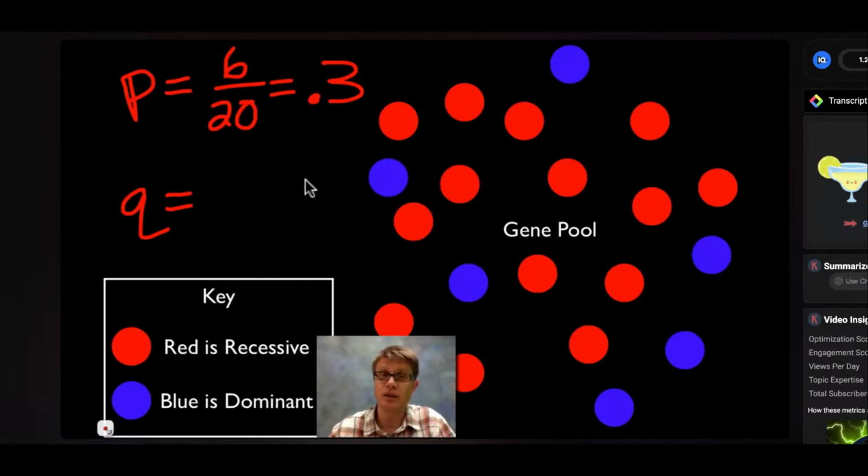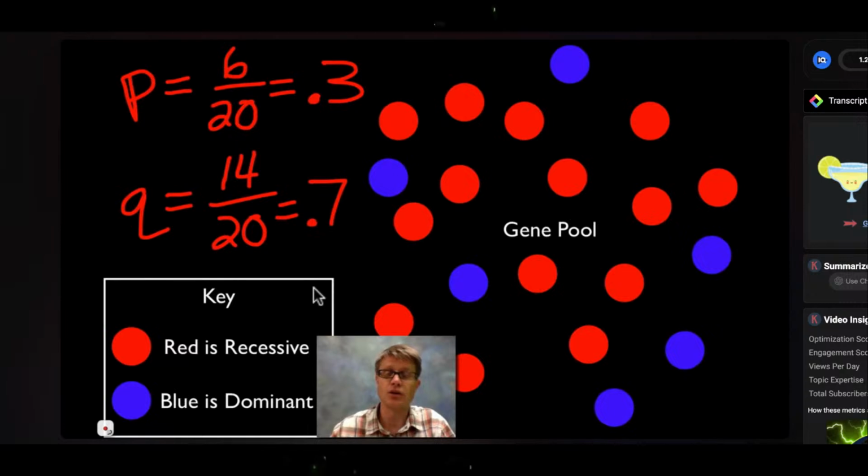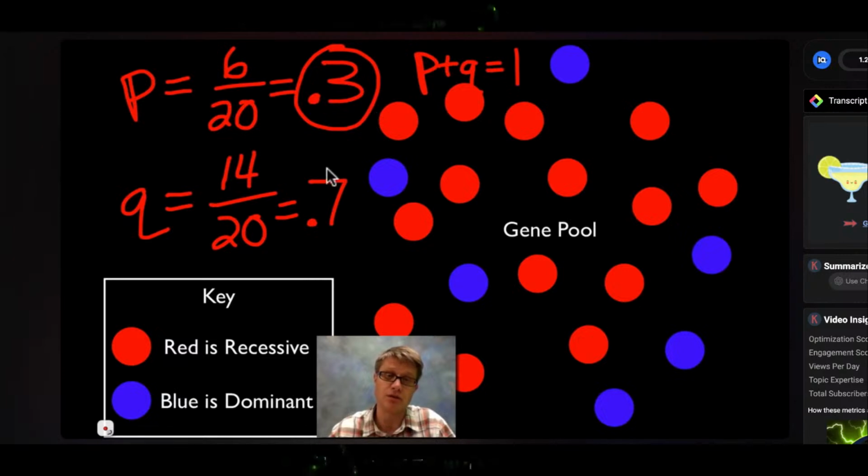And so now how do we figure out the q value? Well, the q value, I could count up all the red ones. It's going to be 14. And then I divide that by 20, and it's going to be 0.7. Another quick way to do that is if you figure out that this is 0.3, p plus q will always equal 1. And so I could have just taken 1 minus 0.3, and that would have given me my q value. And so what does this mean?